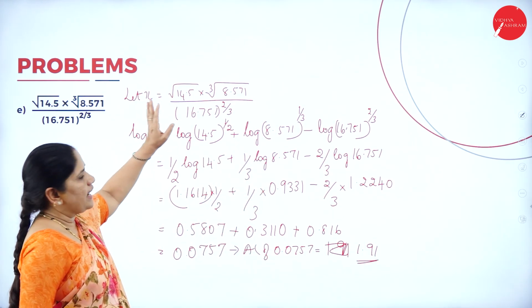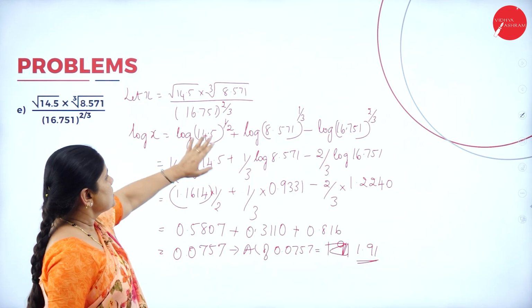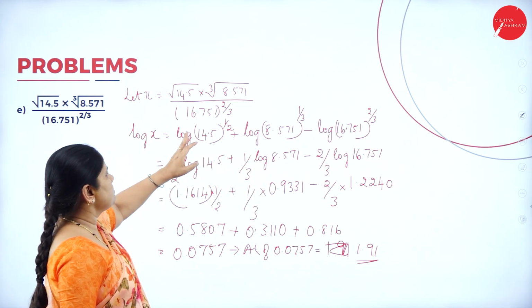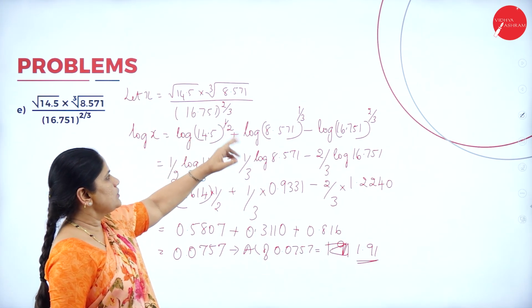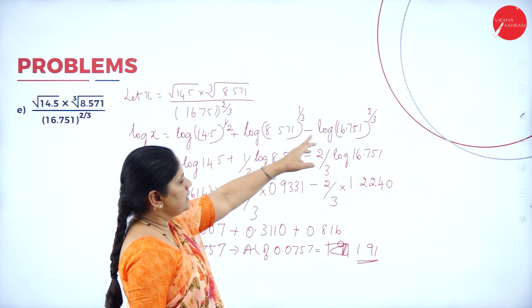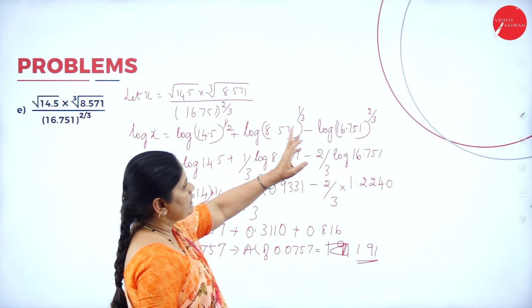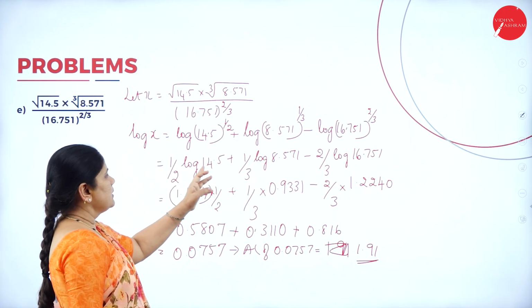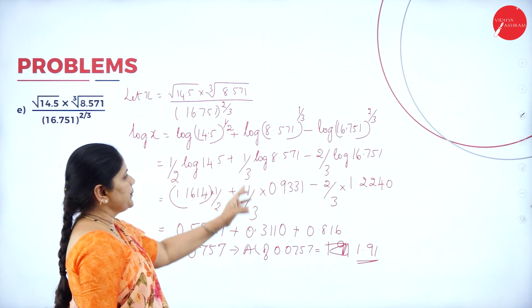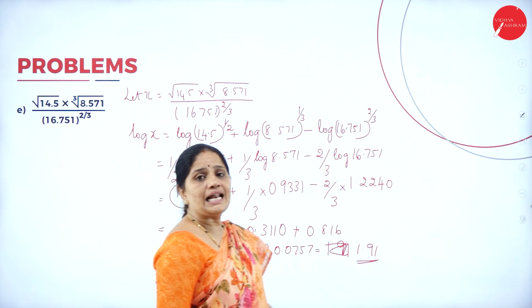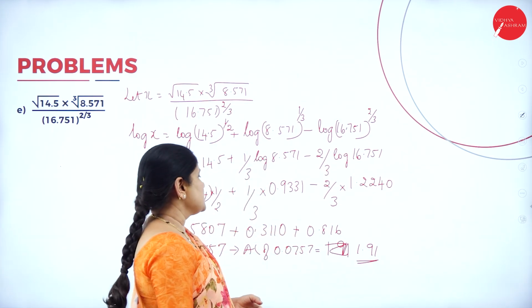So when you are having problems like this, with the help of log values, we can easily solve these problems. So log 14.5 to the power half plus log 8.571 to the power 1 by 3 minus log 16.751 to the power 2 by 3. So I bring this power to this side and find out the log value. So when I simplify this, the answer is 1.91. So this is the answer. With this, we come to the end of this session. Thank you.